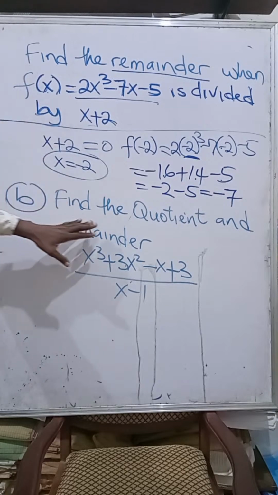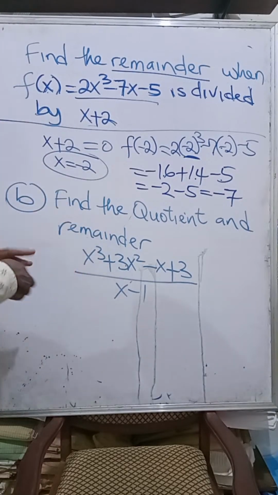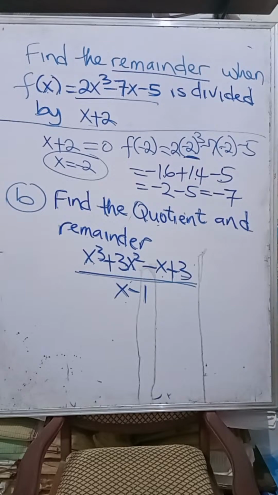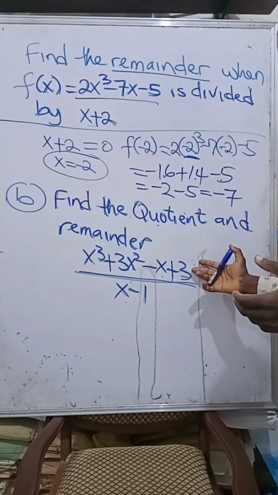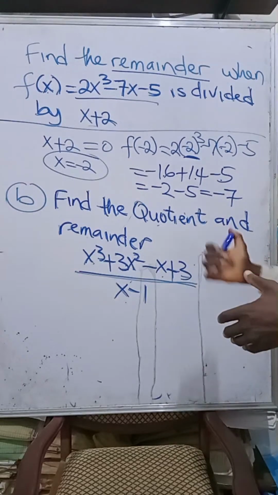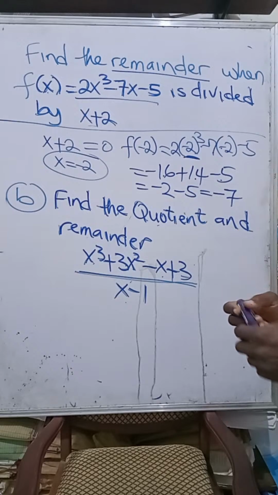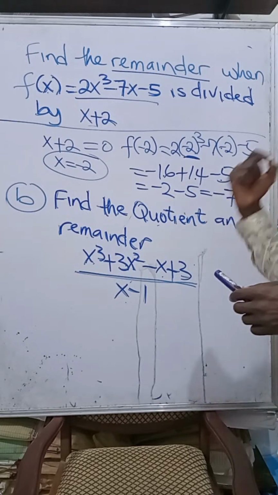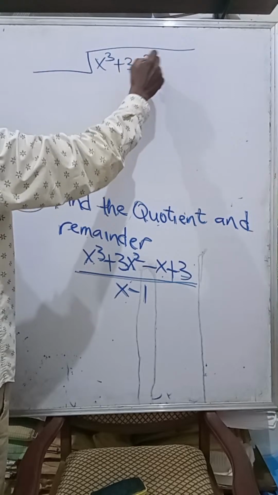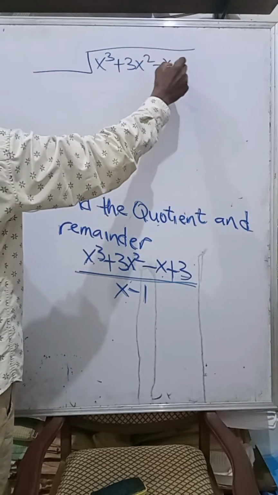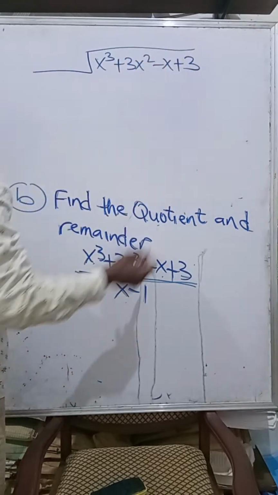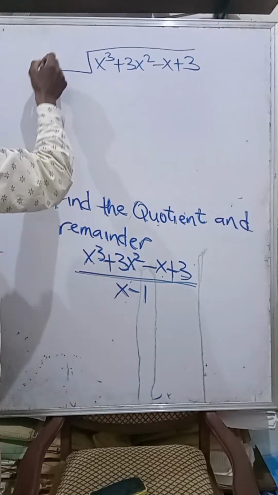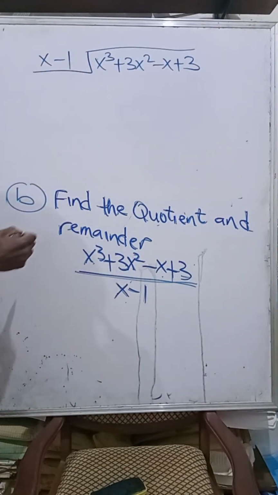And that will take us to the quotient and remainder. We're going to find the quotient and the remainder. So we're going to use long division for this one. Polynomial long division. Minus x plus 3 over x minus 1. Okay.